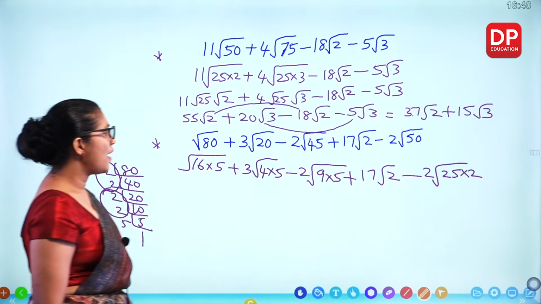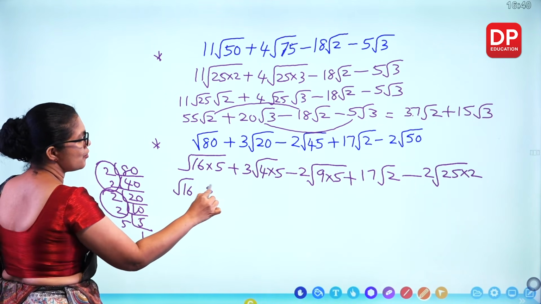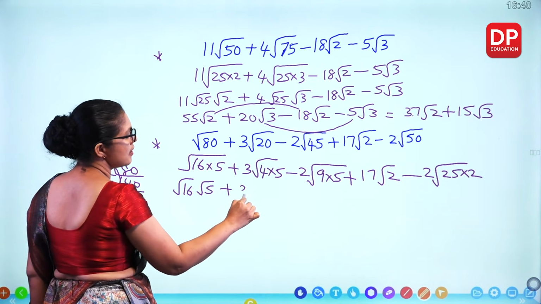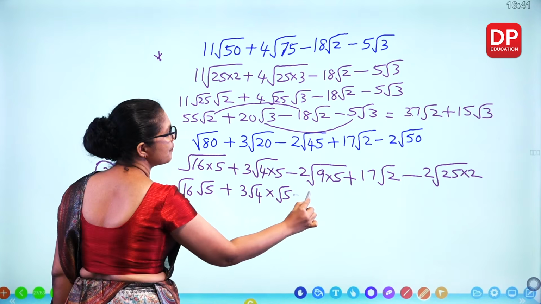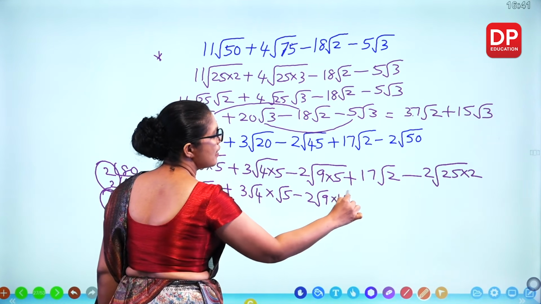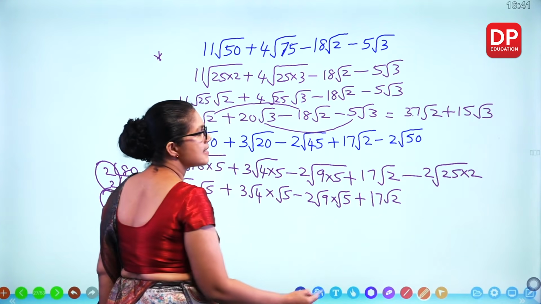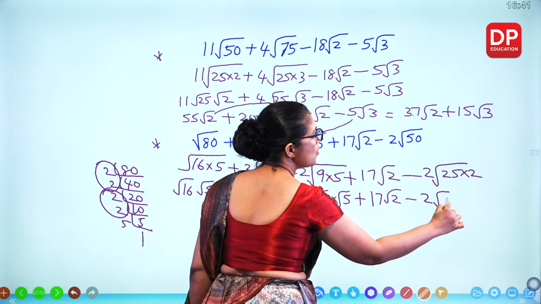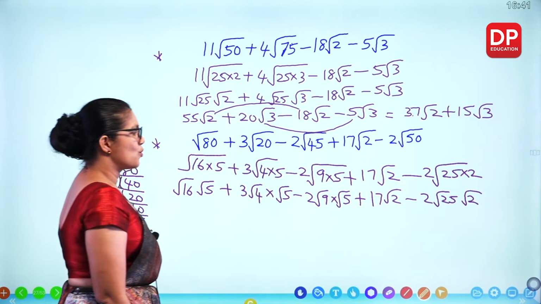Now try to simplify. Root 16 into root 5. This one, root 4 and root 5. This one I can write root 9 and root 5. This one you can't do anything, just write as it is. This one root 25 and root 2.